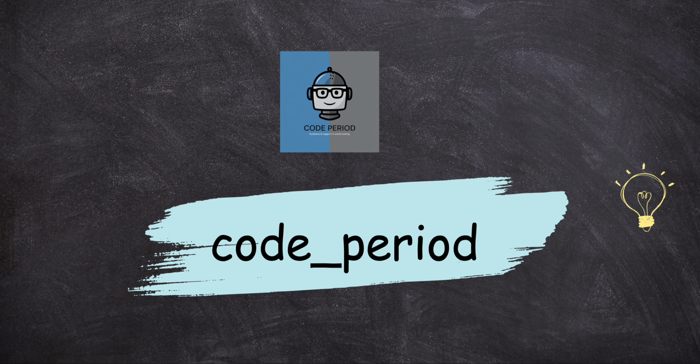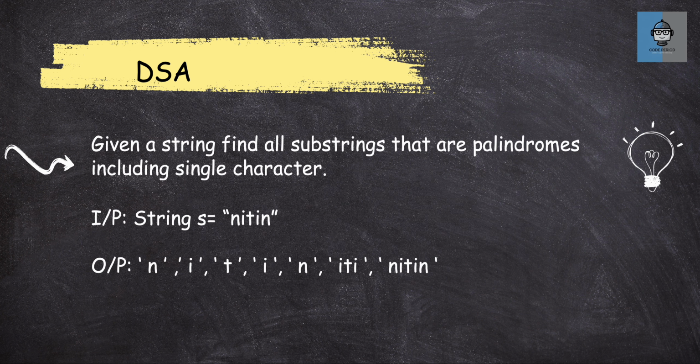So today we are going to discuss a DSA problem. Given a string, find all the substrings that are palindromes, including single characters. Now, what is a palindrome?